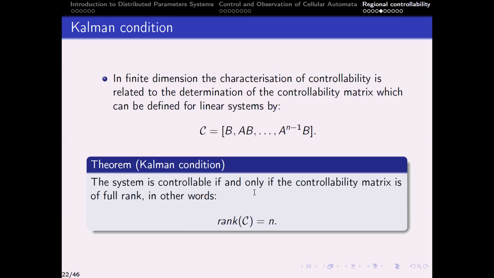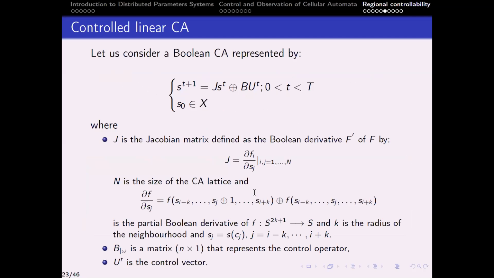The objective of all this study was first to say that this Kalman condition will work also for cellular automata, and then to go further and try to find other approaches for proving the controllability of systems of cellular automata.